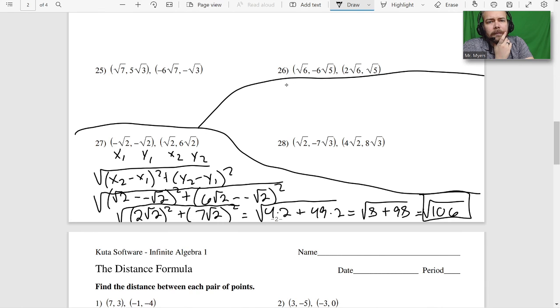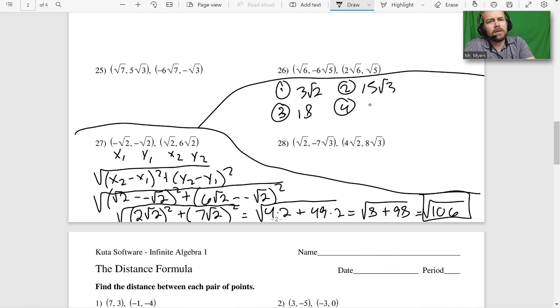Okay, so minus. If I minus the x's, I would get 3 root 2. 4 root 2 minus root 2. Minus 8 root 3 minus a negative 7 root 3, so 15 root 3. Minus, square it. 3 squared and square root of 2 squared. So 3 squared is 9. Square root of 2 squared is 2.